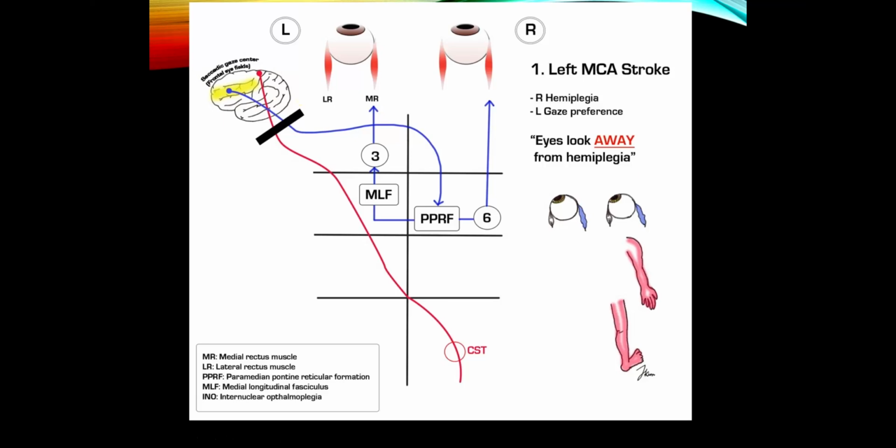left. Okay, and so hemiplegia is just weakness on one side of the body. So in this case, if we have a left MCA stroke, here as the patient is sort of looking at the screen, the right arm and leg are weak, and the eyes get driven to the left. So the eyes look away from the hemiplegia in a middle cerebral artery stroke.